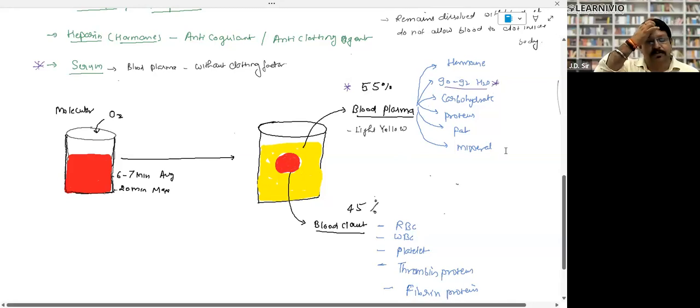Please note down quickly this one as it is. Please note down quickly this composition.